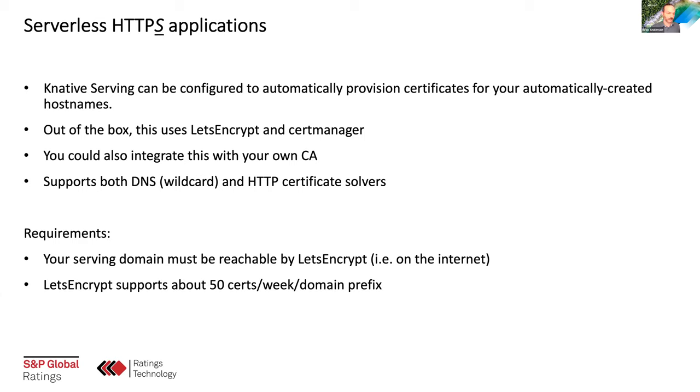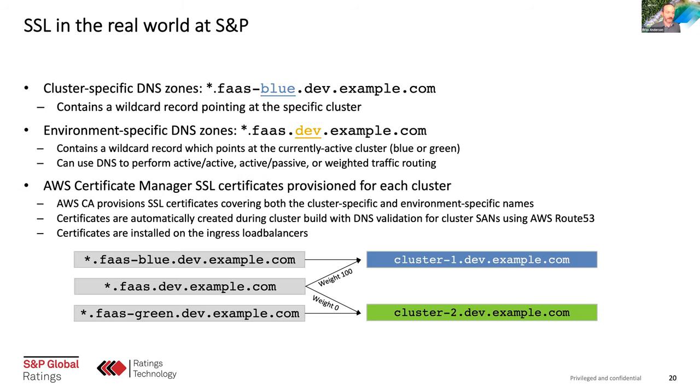And let's talk a little bit now about how S&P actually ended up using this. So they talked about having blue and green environments. So you can see in the picture down at the bottom, in their dev environment, they'd have cluster one and cluster two. And one would be blue and one would be green. And so they have a specific DNS zone, FAS blue or FAS green, that lets you hit a specific one of these clusters.